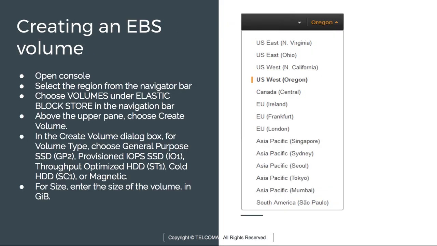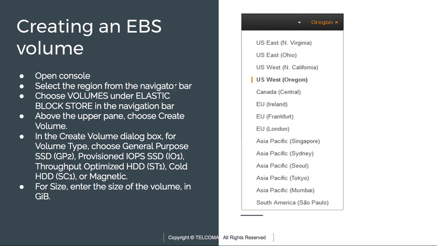So let's discuss how to create an EBS volume. Now this is the region, we have to select the region. First of all, we have to create an EBS volume. So we need to open the AWS management console and log into it. After that, we need to check the region where we want to create a volume. We choose Volumes, Elastic Block Store, and then we create a volume.